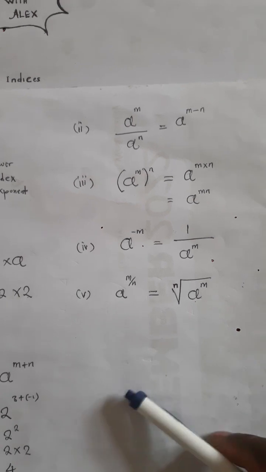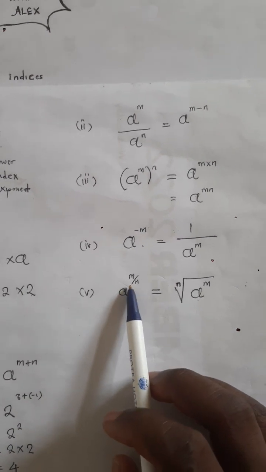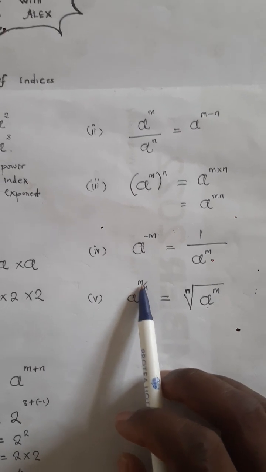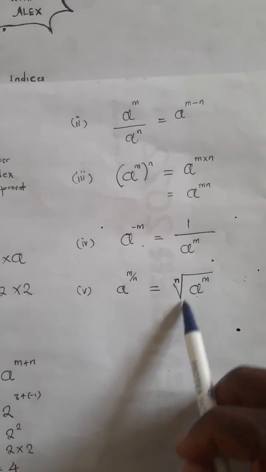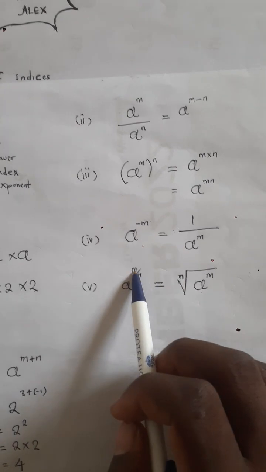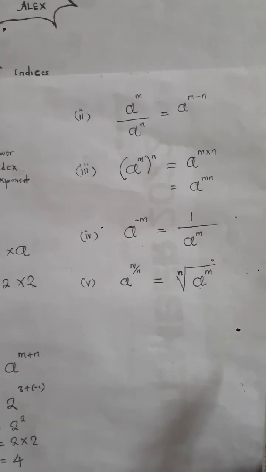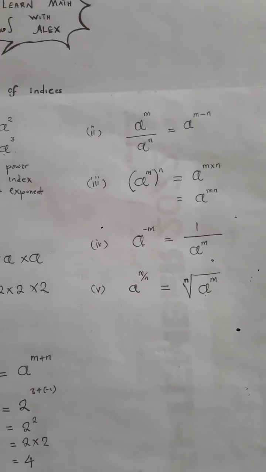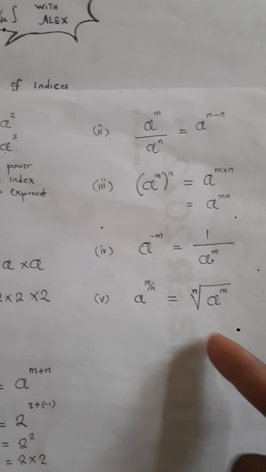So what I'm saying is, when you have a base raised to a fraction, you write the root symbol like that, then this n comes here and this m becomes the power of a. I hope this one is clear, guys. Just to give you a further explanation on this one.